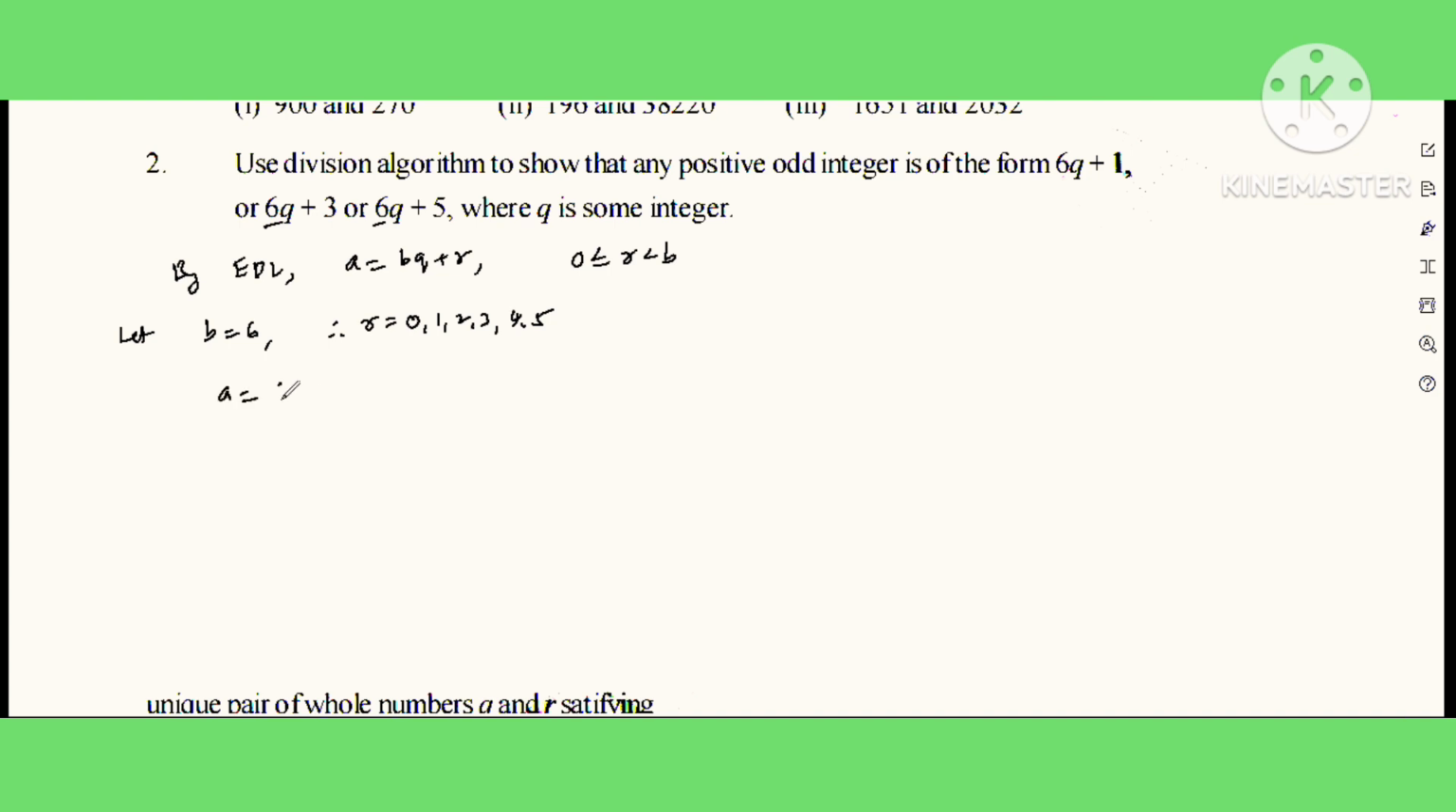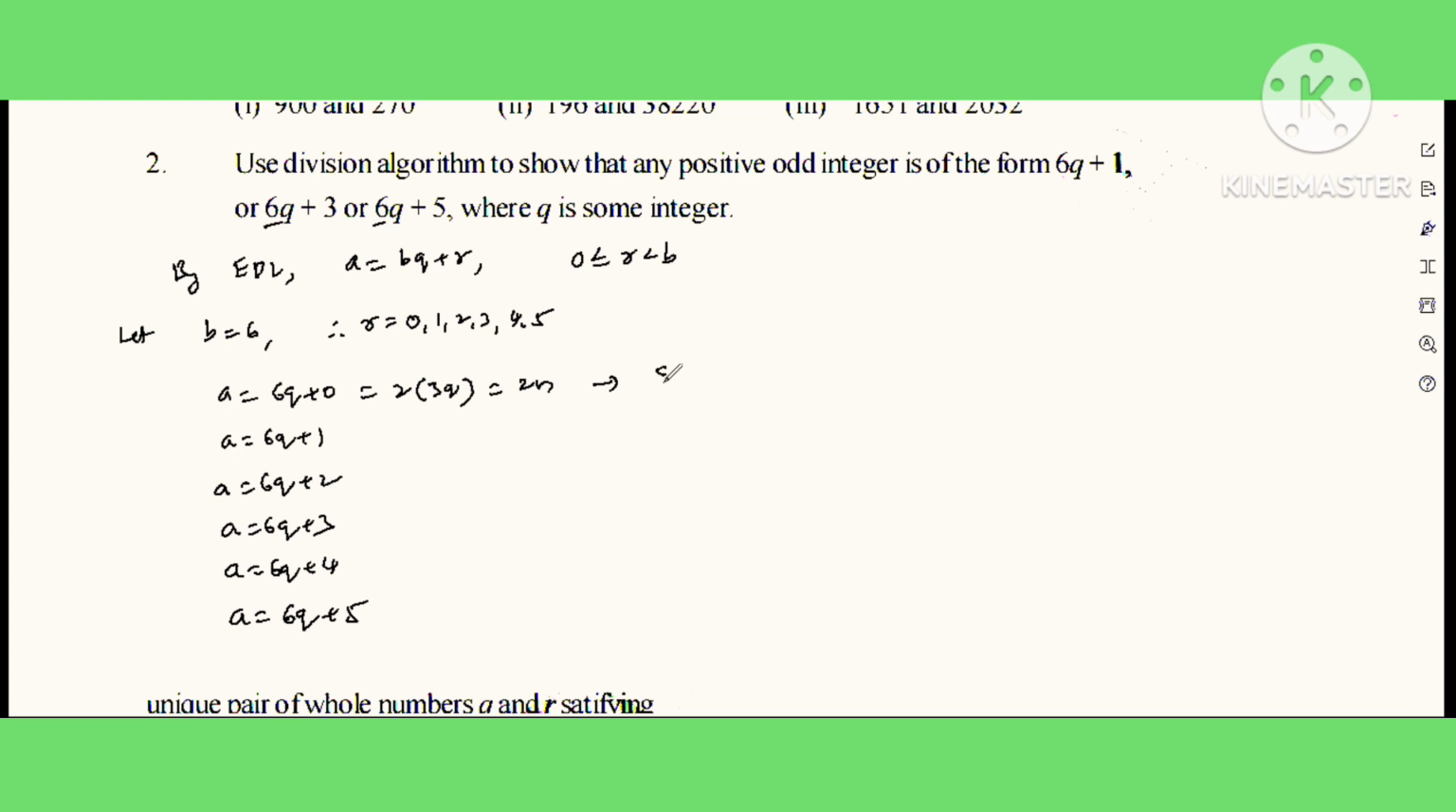a equal to 6q plus 0, a equal to 6q plus 1, a equal to 6q plus 2, a equal to 6q plus 3, and a equal to 6q plus 4, a equal to 6q plus 5. Okay, here also you can write very simply. 6q, that is 2 into 3q, that is 2n, that is what? Even. This one how can you write? Here we don't get a common factor, so 2 into 3q plus 1. Here 2n plus 1, that is odd.